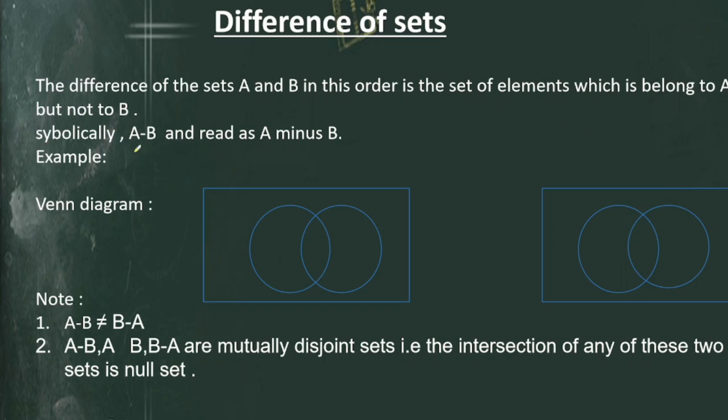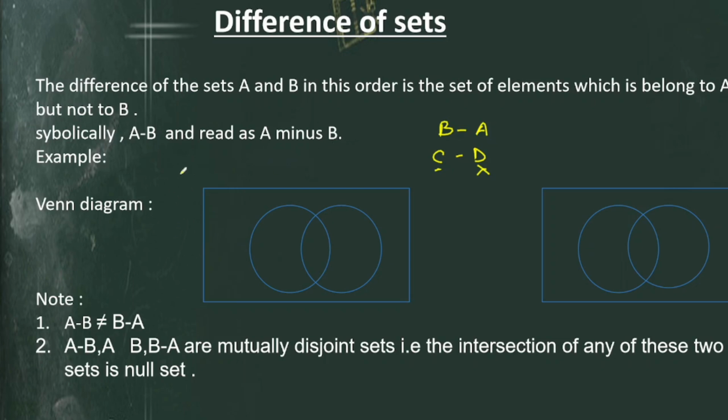If we say A minus B, but if we say B minus A, then the elements should belong to B but not belong to A. If we say C minus D, then the elements should belong to C but not belong to D. So this is basically B minus A, C minus D, and A minus B. Simple, these are read as A minus B.